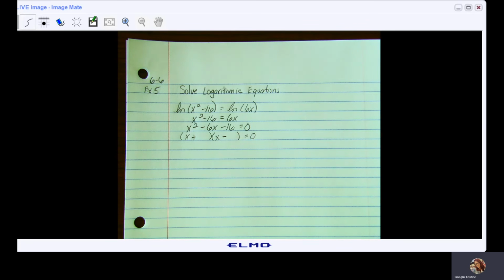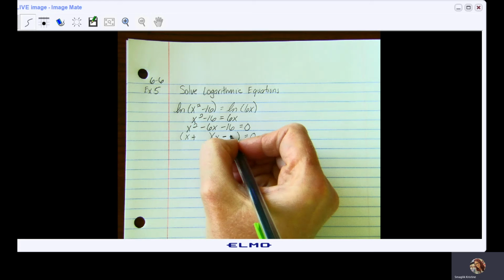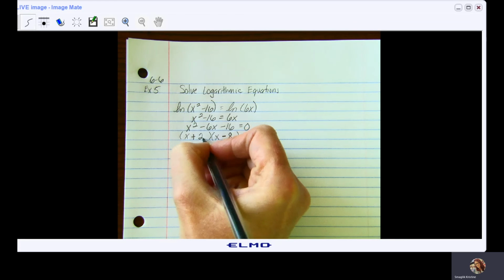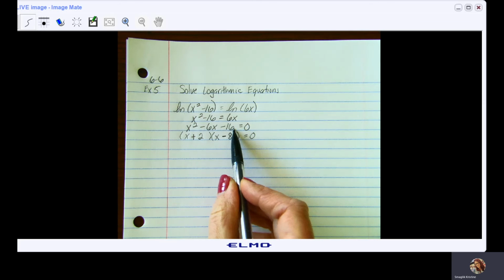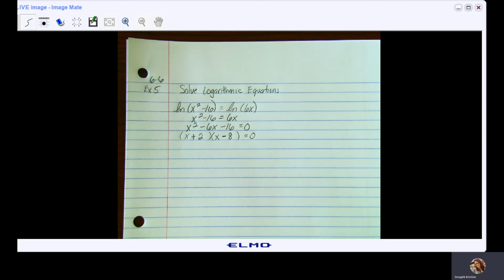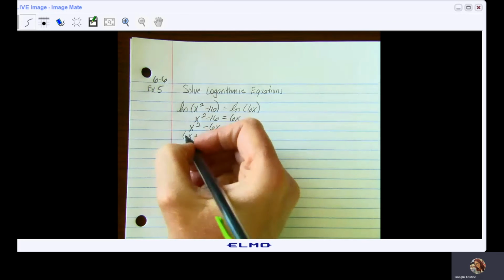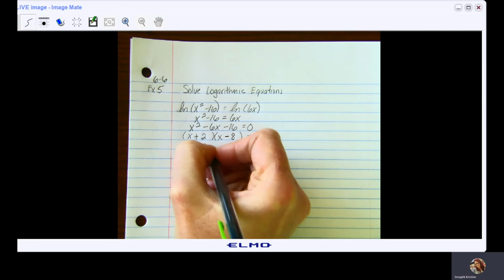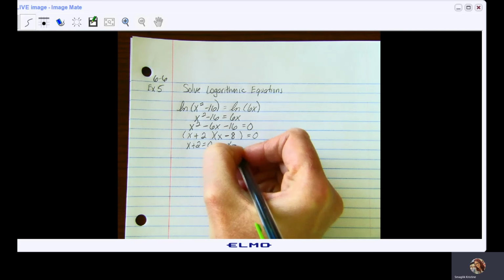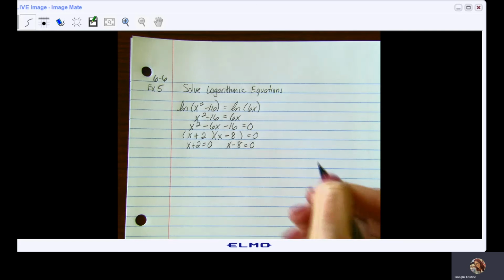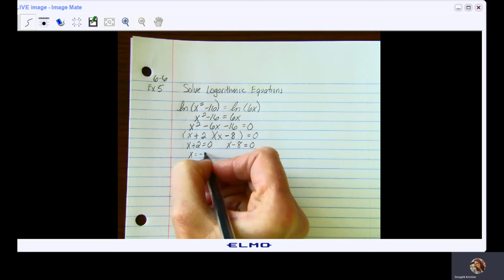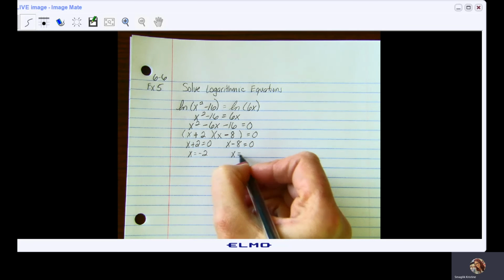And now I need two numbers. When I multiply them, I get negative 16, and I add them, I get negative 6. Well, I'm thinking an 8 and 2. 8 times 2 is 16. 8 would have to be negative, and the 2 would be positive. 2 times negative 8 is negative 16. 2 minus 8 gets me the negative 6. Now let's apply our zero product property. x plus 2 equals 0, and x minus 8 equals 0. So here x equals negative 2, and here x equals 8.